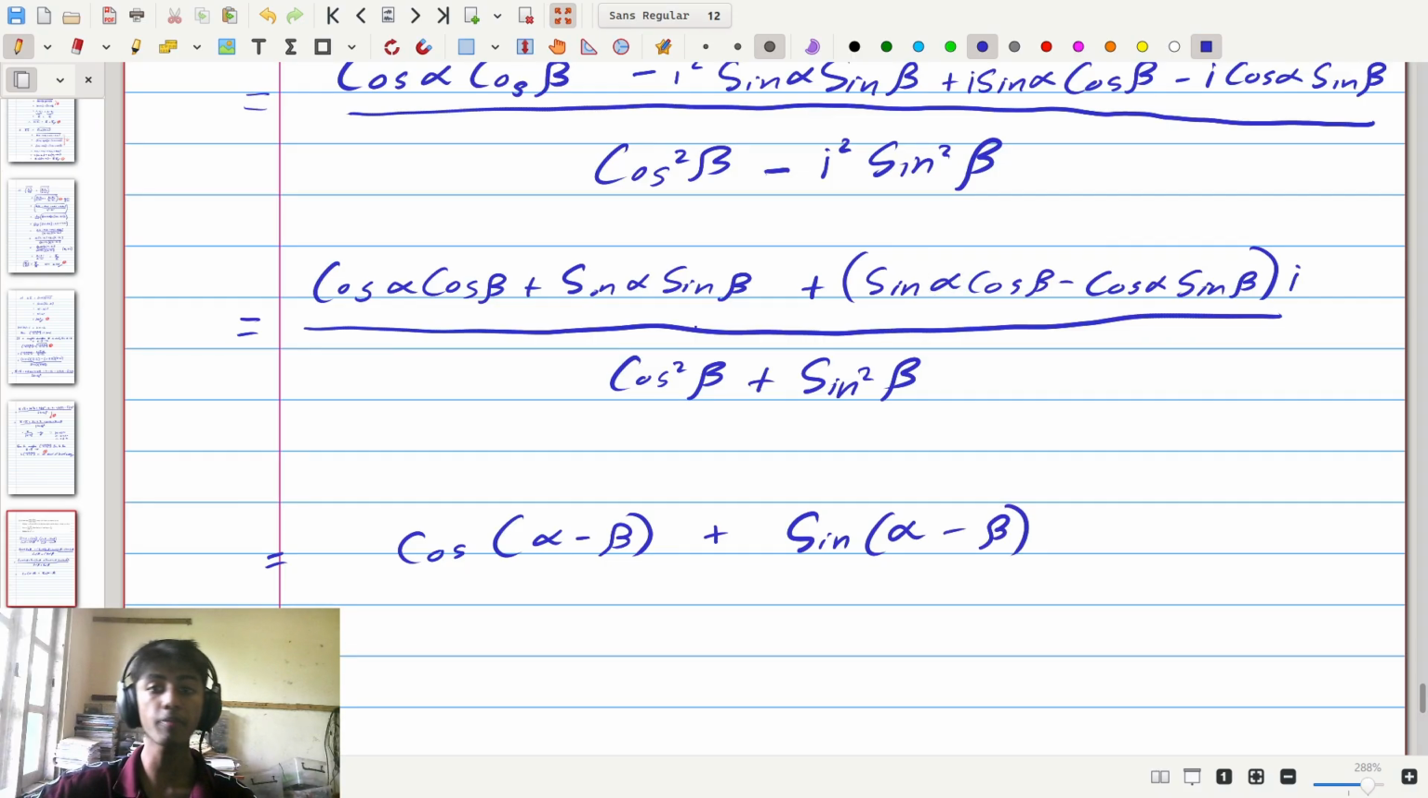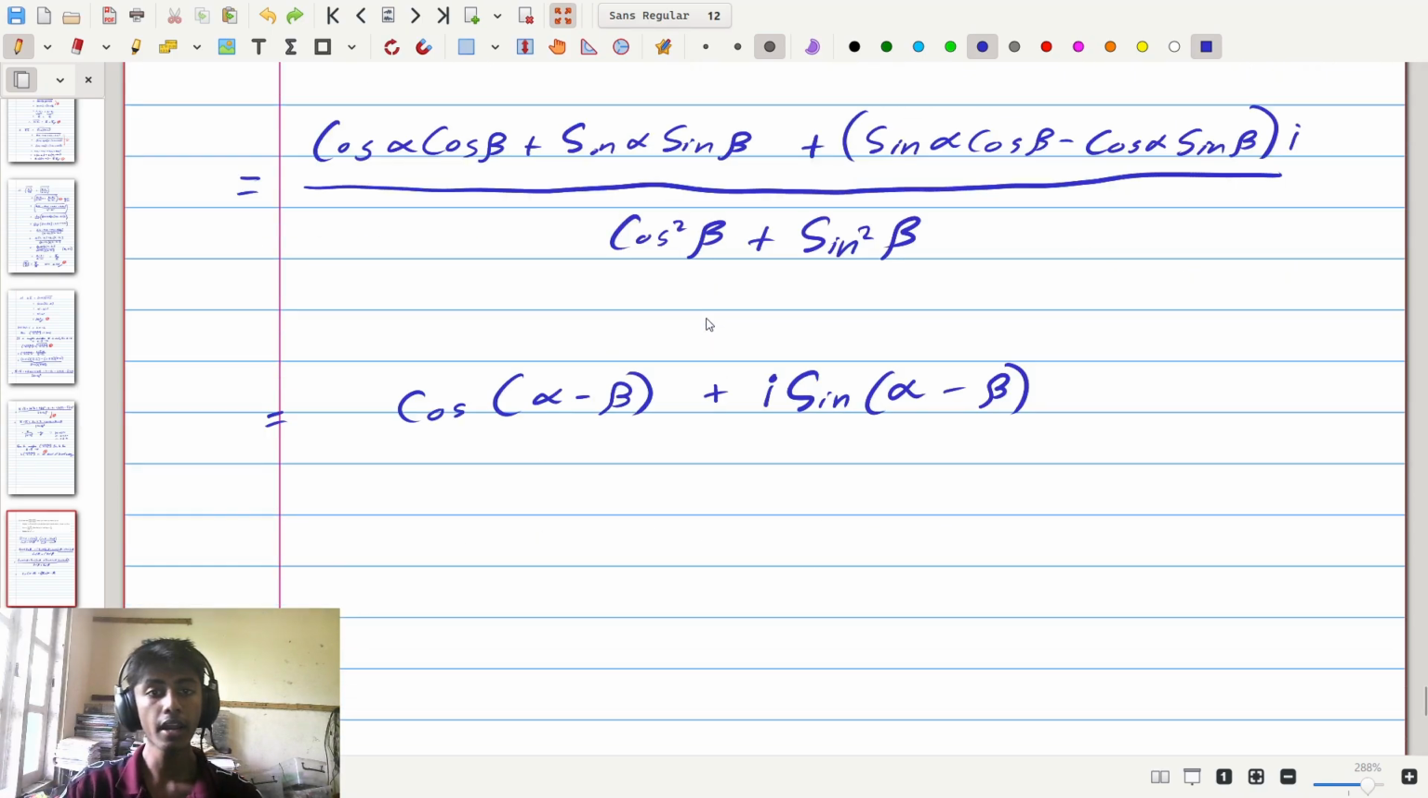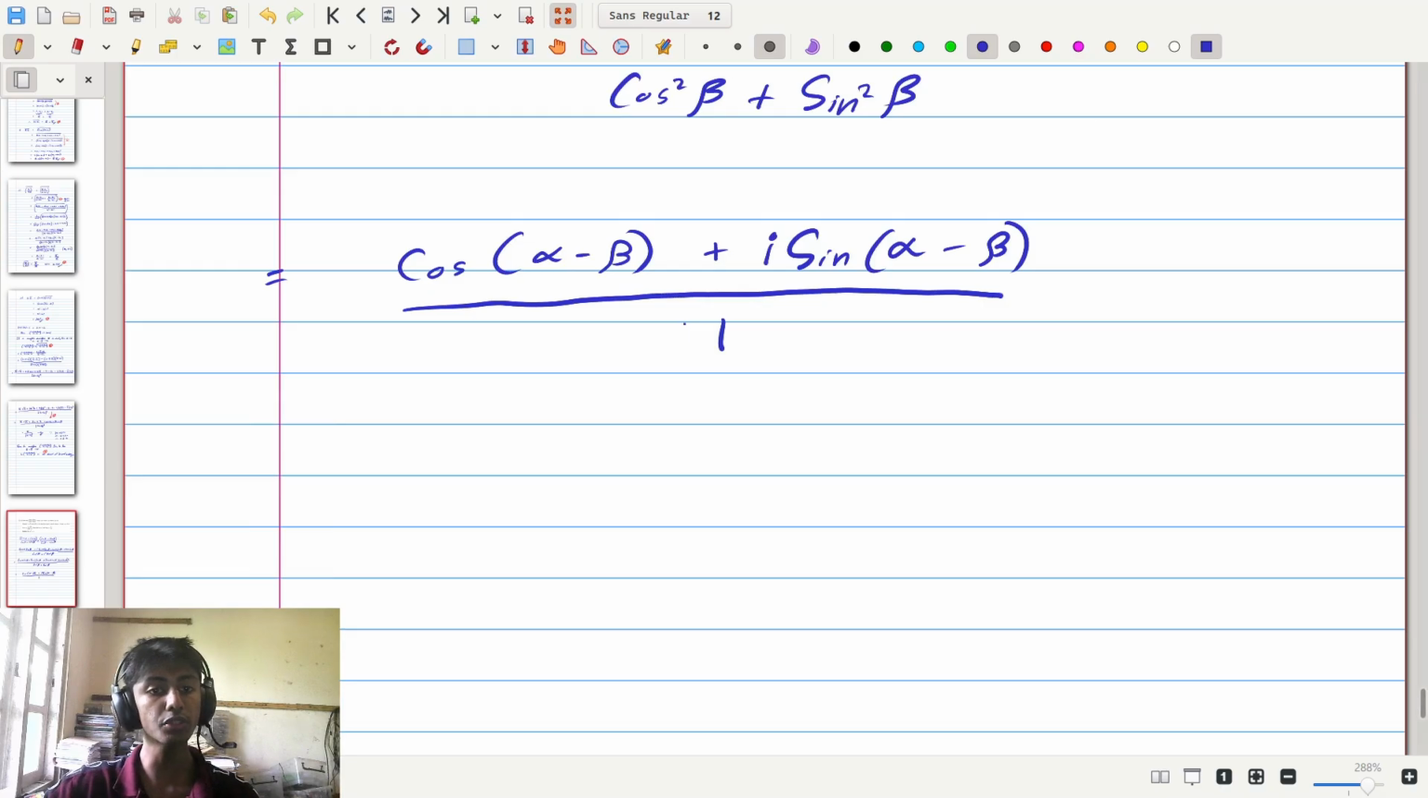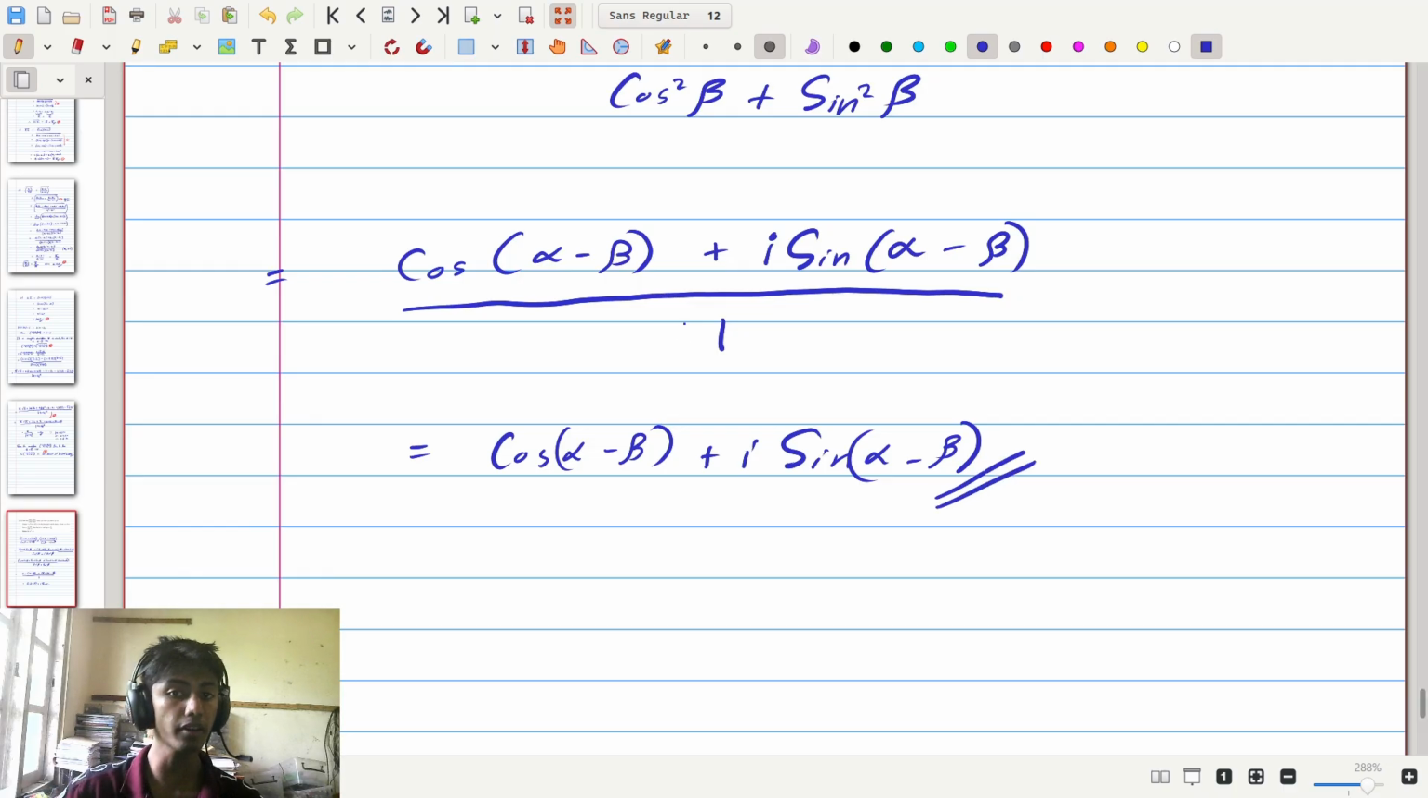So this is sine alpha minus beta times I, which I'm going to write as times I at the front. So I sine alpha minus beta. Now on the bottom we have cosine squared beta plus sine squared beta, and whenever you have sine squared of some angle plus cosine squared of the same angle, we know the identity sine squared plus cosine squared equals 1. And therefore the denominator is 1. So we get the equation we were looking for, which is cosine of alpha minus beta plus I sine of alpha minus beta. And that is the end of the first part of the question.